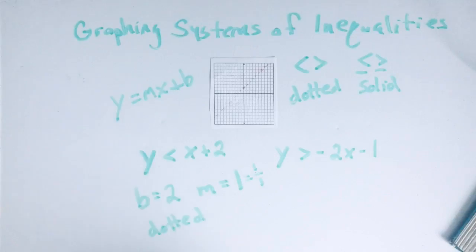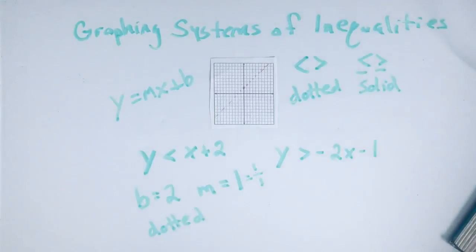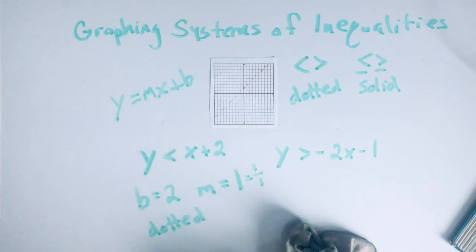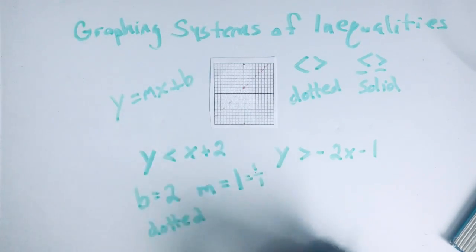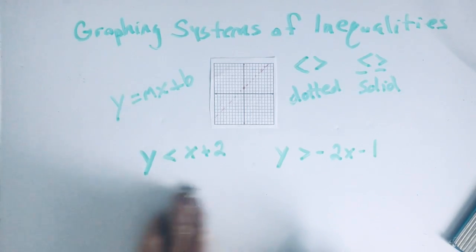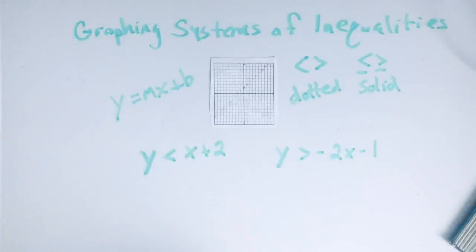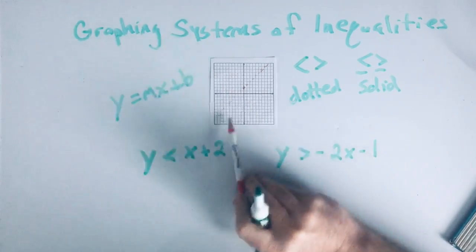All right, so now I need to ask, where do I shade? I have to see if I shade on this side or this side of the line. And here's how you determine where you shade. I'm going to erase these for now. Typically I like to pick the point 0, 0 to see if I shade where 0, 0 exists. And if it works, then I shade where 0, 0 exists.